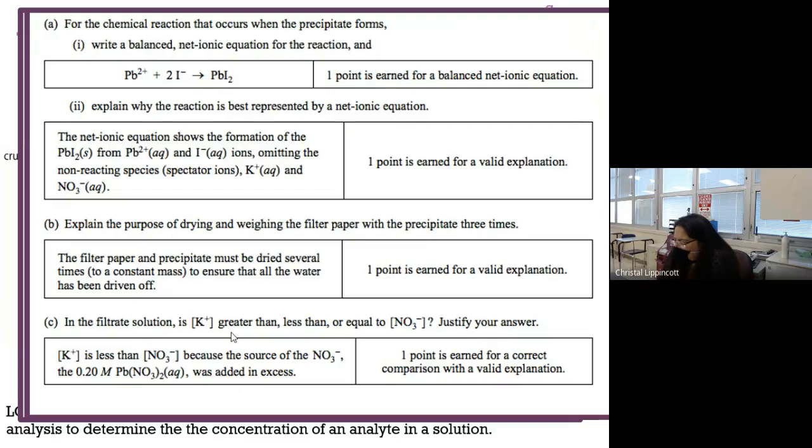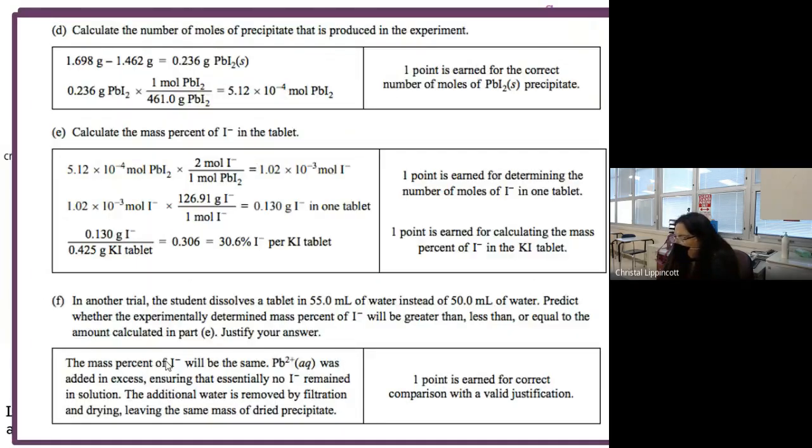In the filtrate solution, K was greater. Which one was greater? The potassium is going to be less because the NO3 was added in excess. So typically one of these things is going to be excess. The excess thing is going to be left behind. It won't have been used up.